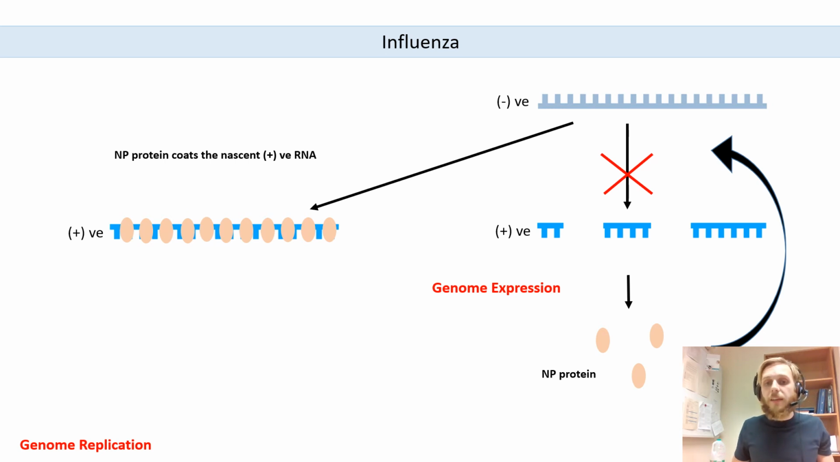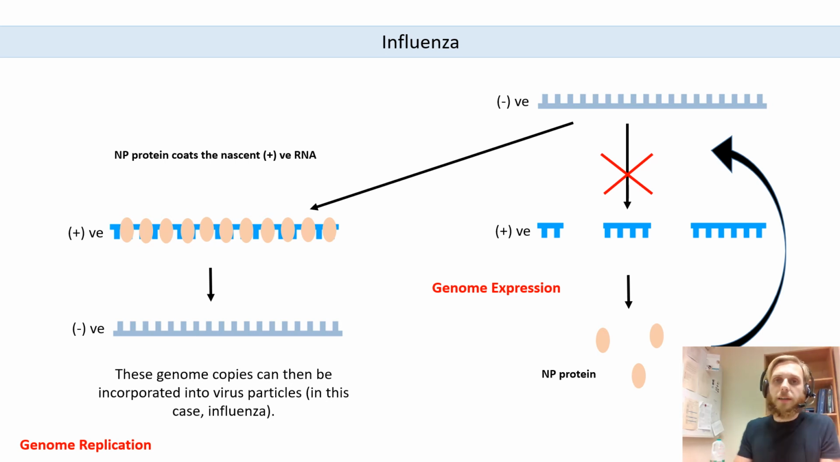It does it by mediating a switch from subgenomic fragments to full-length genome copies, which is again how we distinguish between genome expression and genome replication, essentially because genome replication requires full-length genome copies to be made. Now there's just one final step, which I'm sure you predicted, because we've said that for genome replication to be complete, the product has to be in the same form as the original genome.